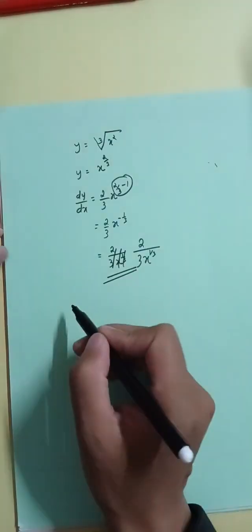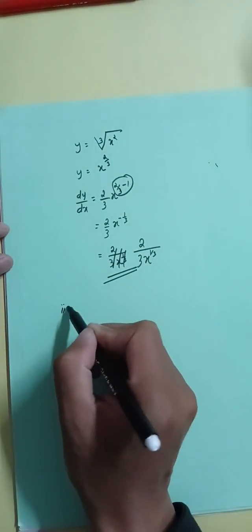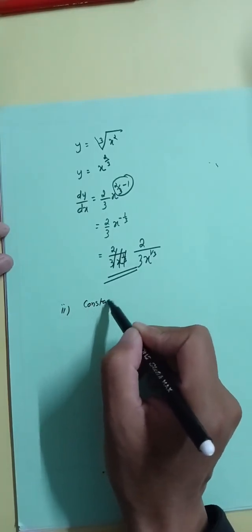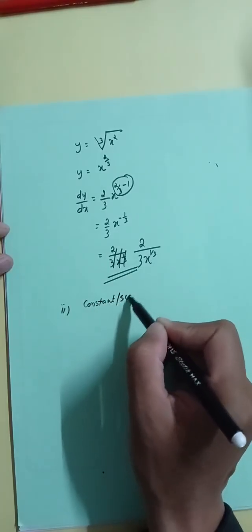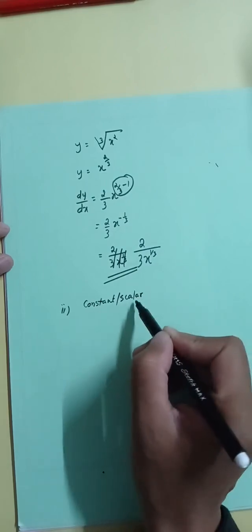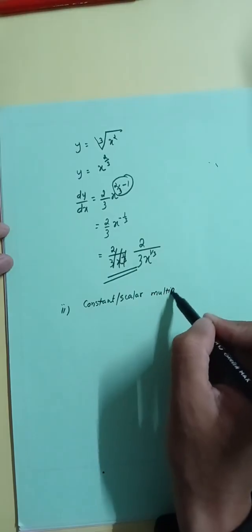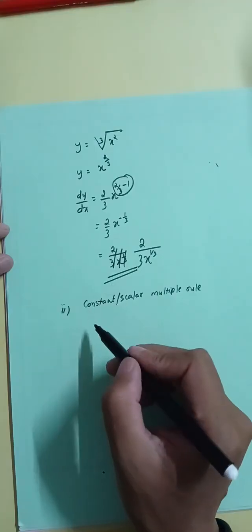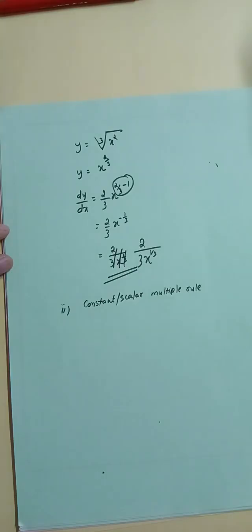Now rule number 2, mostly that is rule number 1. Now let us go to rule number 2, which is the constant multiple rule, constant or scalar multiple rule. Let us take an example.